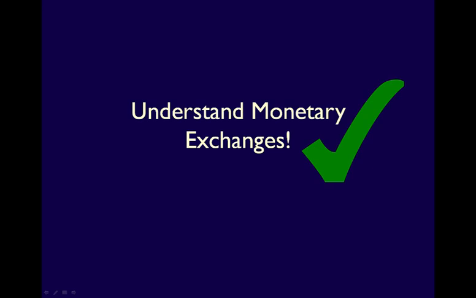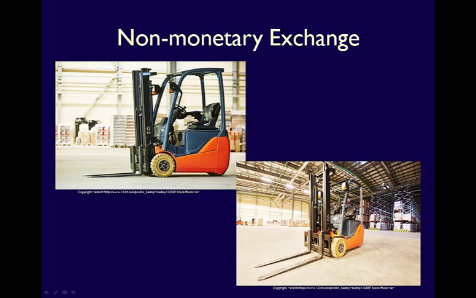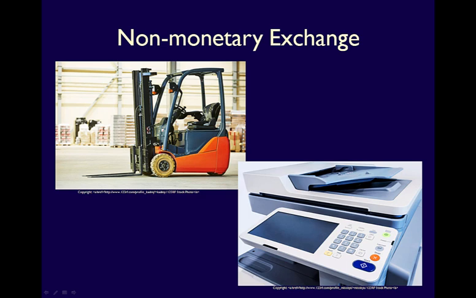Okay, now that we understand monetary exchanges, what would happen if we exchanged our forklift truck for someone else's forklift truck? Or we exchange our forklift truck for a scanner/copier/printer for our office. In this case, what we have done is disposed of the old capital asset at the same time as we purchased a capital asset. We have both a sale and a purchase of a capital asset rolled into one transaction.